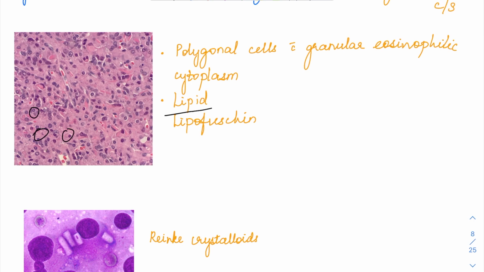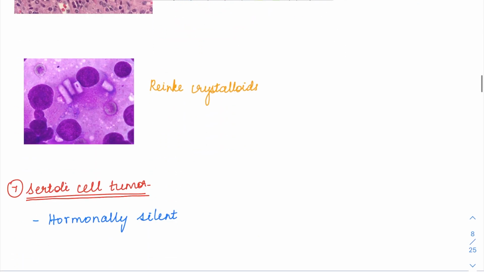So all these cells having a granular eosinophilic cytoplasm are Leydig cells, and it contains two L's. So first L I already mentioned, it is lipid. So the second L for Leydig cell tumor. So all L's are there in Leydig. So it is going to be lipofuscin. So lipofuscin is a wear and tear pigment. We all know that, right? So lipofuscin is also going to be a component of Leydig cell tumors.